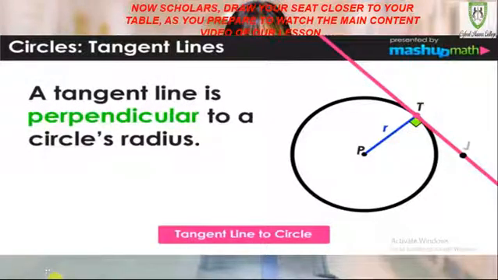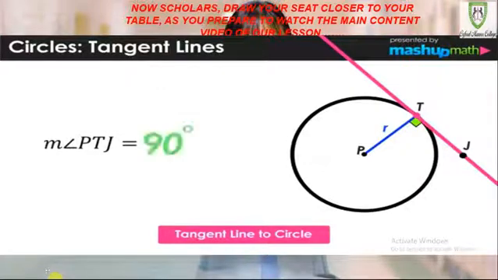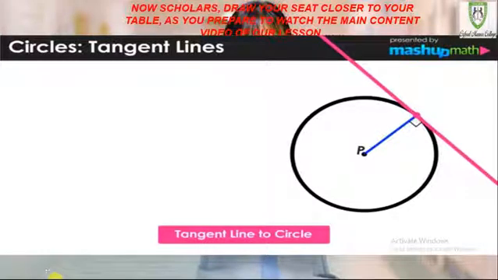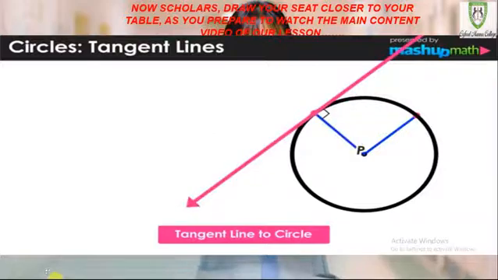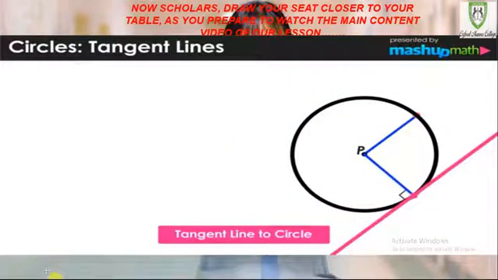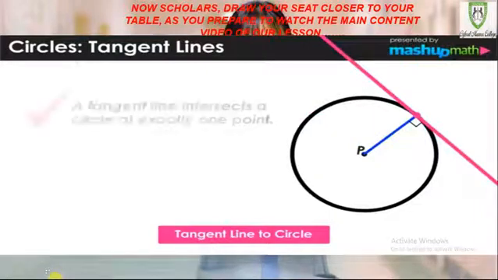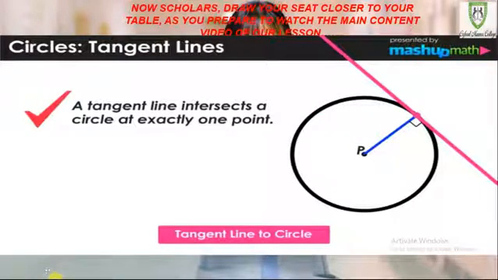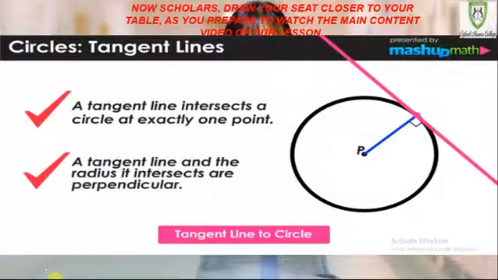So if we add another point on the tangent line, point J, we can conclude that angle PTJ has a measure of 90 degrees. And this perpendicular relationship between a circle's radius and a tangent line applies to every circle in any occasion. So the key concepts to understand here is that a tangent line intersects a circle at exactly one point, and that a tangent line and the radius it intersects are perpendicular.